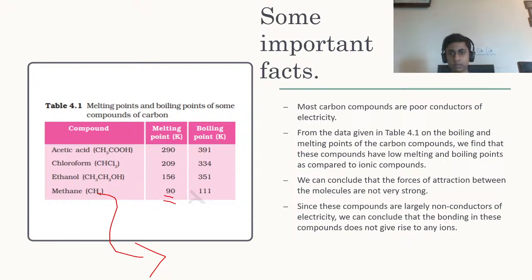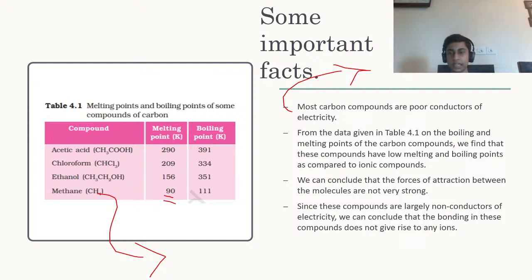Some important facts based on what we infer from the table are that most carbon compounds are poor conductors of electricity. How is that possible? Basically, we see that the melting and boiling points of these compounds are low.